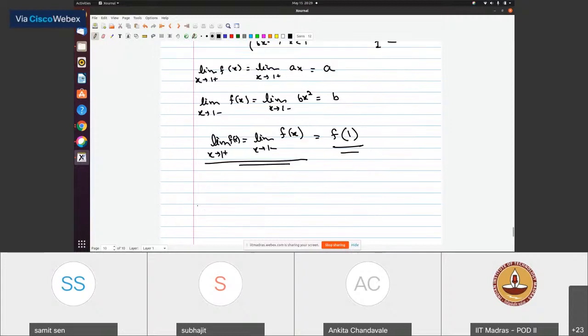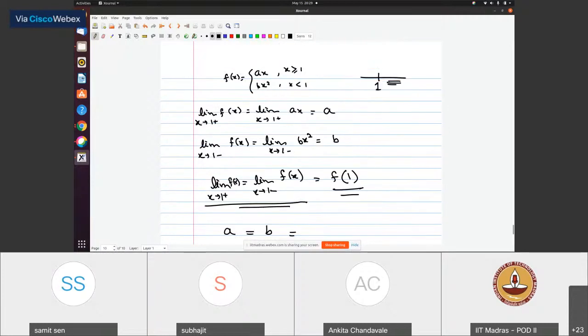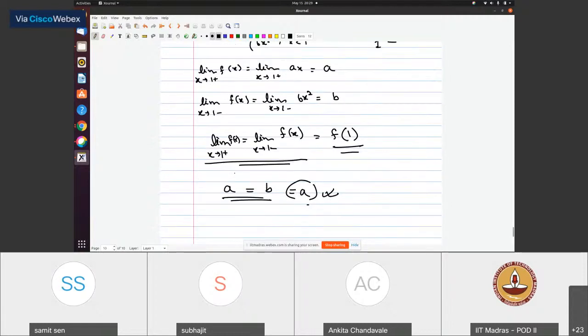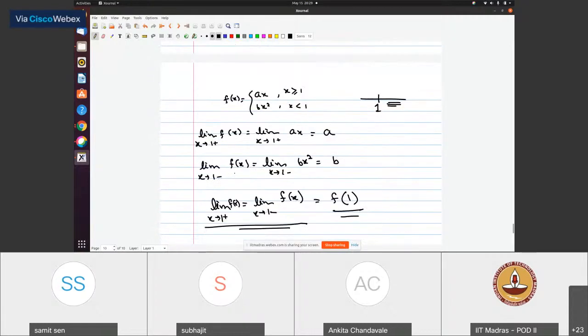So the limit from the right is a, the limit from the left is b, and f of 1 is also a. So a equals b equals a, which is obviously true. So when a equals b, the function is continuous. No other condition is required. I just took a long path with an example. You took an example, but that is not necessary here; you can calculate it directly. Clear? Yes, sir.